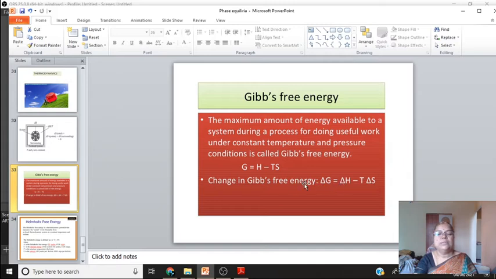And for a finite change, we can write delta G is equal to delta H minus T delta S, where delta G is equal to G2 minus G1, delta H is equal to H2 minus H1, and delta S is S2 minus S1, and we kept the temperature constant. This is the change in Gibbs free energy for a finite process, and a small change we can denote by small d: dG is equal to dH minus T dS.